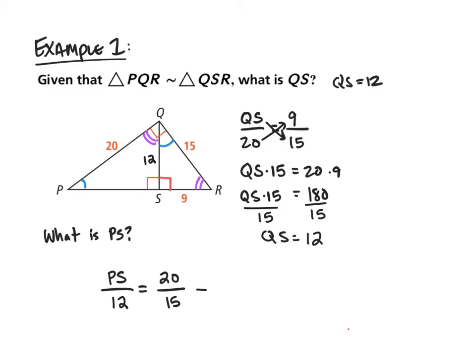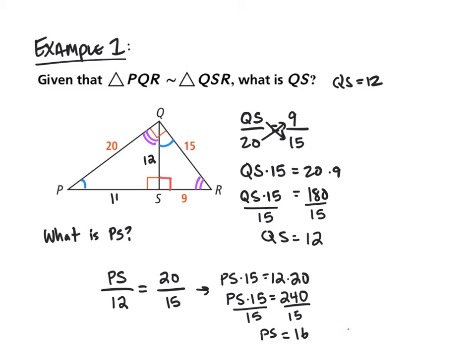And now if I cross multiply this, I would have PS times 15 equals 12 times 20. And so now if I simplify, I'll have PS times 15 equals 240. And then I'm going to divide both of these sides by 15. And then PS will equal 240 divided by 15. Grab my calculator real quick. It tells me it's going to be 16. So PS has a value of 16.